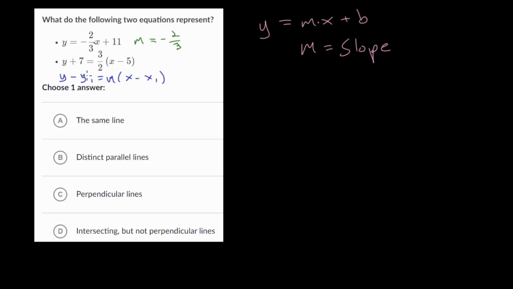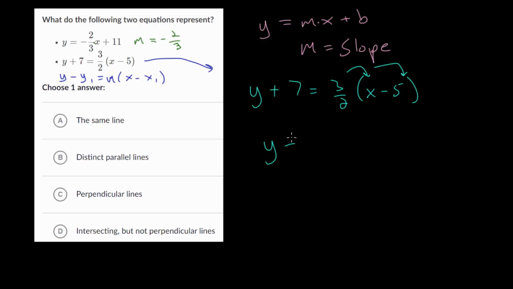But if you don't remember this, you can still follow the same strategy. You can just solve this for y. So let's do that very quickly. We have y plus 7 is 3/2 times x minus 5. And let's start by distributing the 3/2. So we get y plus 7 is 3/2 multiplied by x, and 3/2 times -5 would be minus 15/2.